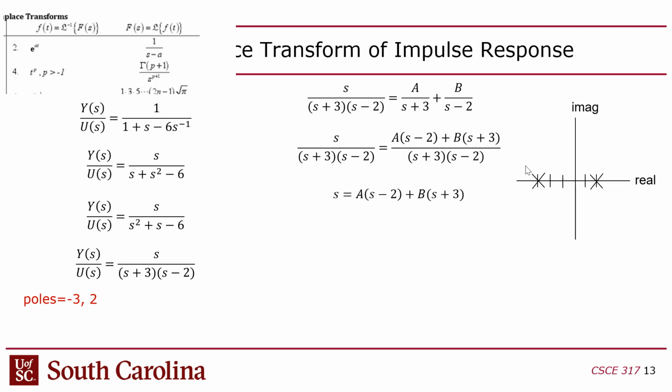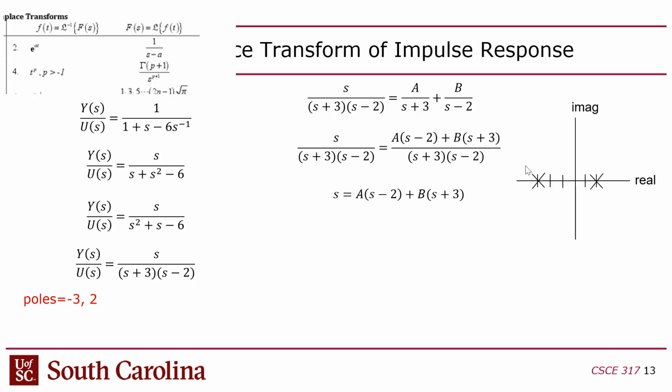except now we can factor out the denominator on both sides. So now we end up with just s equals a times s minus 2 plus b times s plus 3. Okay, it's still one equation and two unknowns. So how do we deal with that?